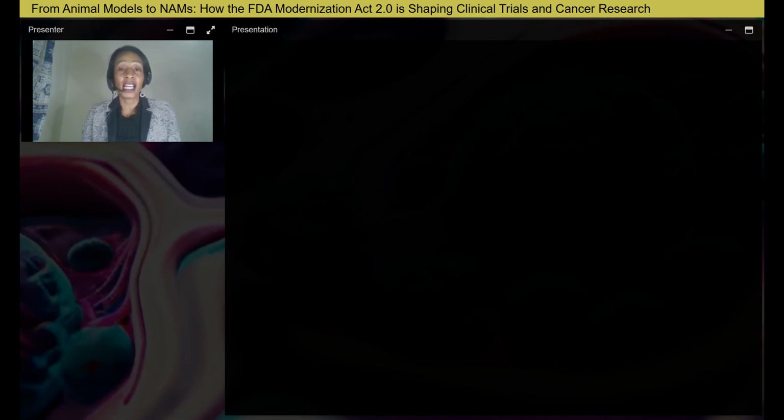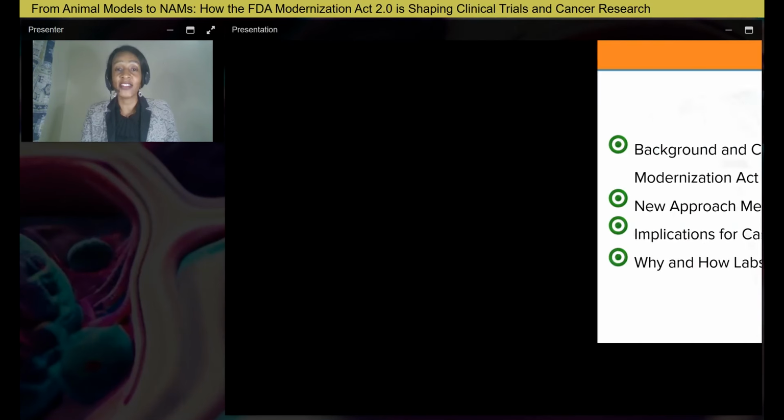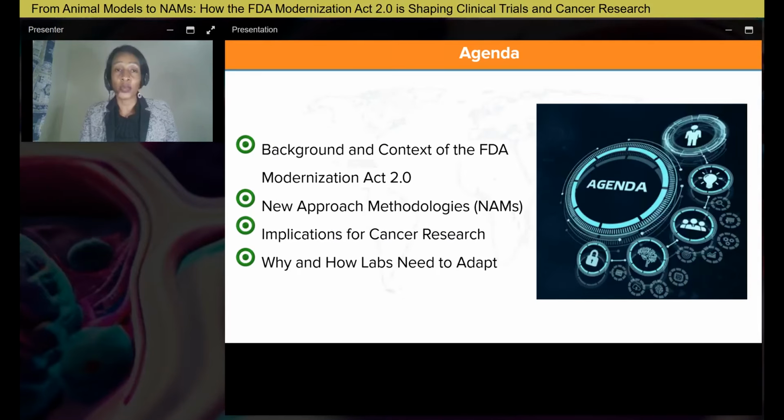And in this session, we'll be tackling a topic that's very central and timely in the clinical research landscape, and that is the FDA Modernization Act 2.0. We'll be looking at how the changes introduced by this act are shaping clinical trials, as well as cancer research and oncology. And by the end of this session, I hope to have answered one question: what do clinical research labs need to do in order to adapt to these changes, remain competitive, and stay compliant along the way?